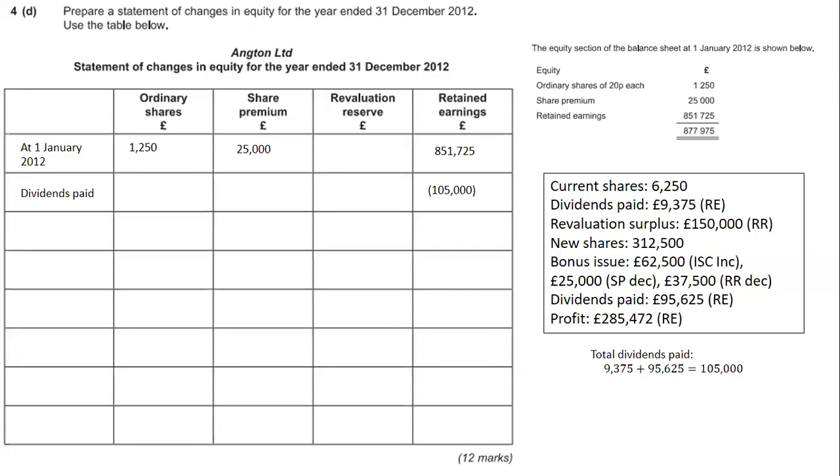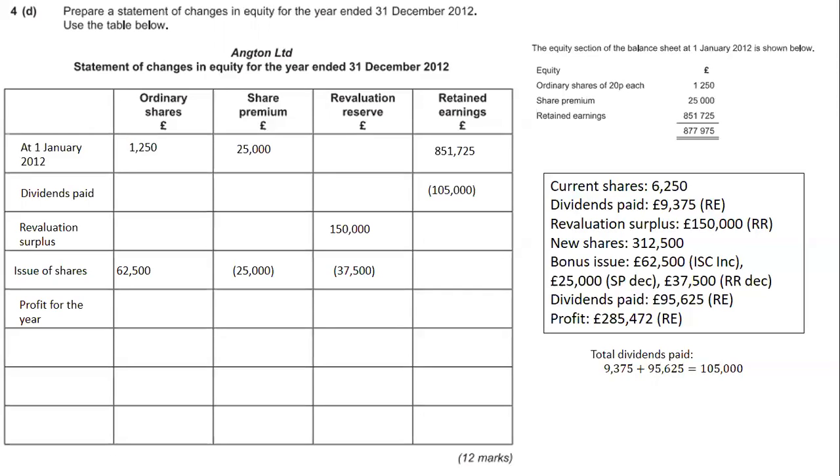Now this exam was a bit mean. If you put them separately, you only got 1 mark. So next one, I've chosen to do the revaluation surplus, which increases the revaluation reserve by 150,000. So that's 1 mark. Issue of shares. Well, the ordinary shares go up, share premium goes down, and revaluation goes down. So we get 1 mark for ordinary shares and 1 mark for share premium. Sorry, that second mark was for getting share premium and revaluation.